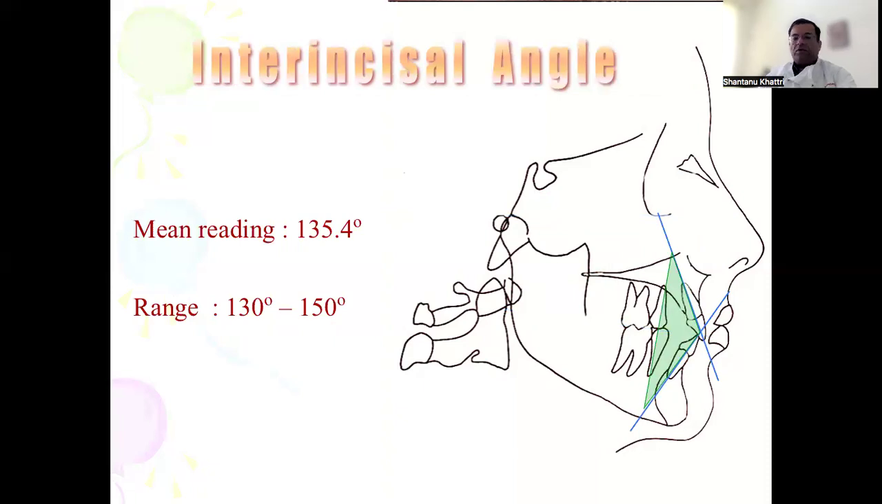Interincisal angle tells about the relationship of the upper and lower anteriors to each other, whether the anteriors are proclined or retroclined. So a long axis is drawn of the upper and lower anterior, and the internal angle is recorded. The mean reading is 135 degrees, and the range is 130 to 140 degrees. The lesser degree will be in more proclined teeth. If the teeth are more upright, the degree will be more.